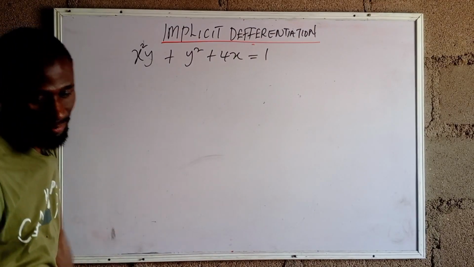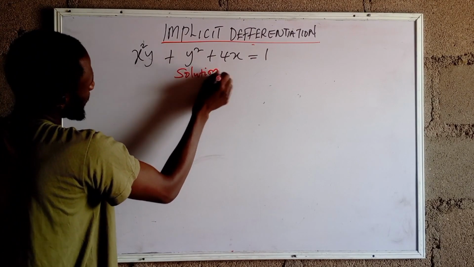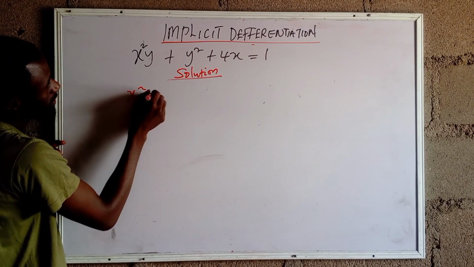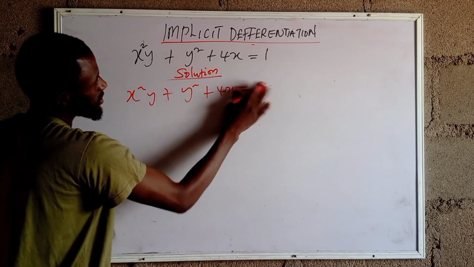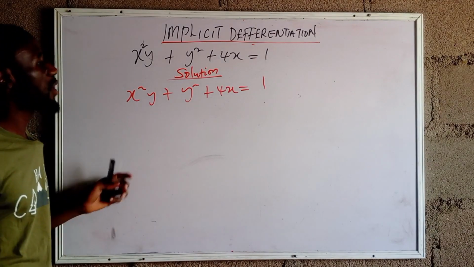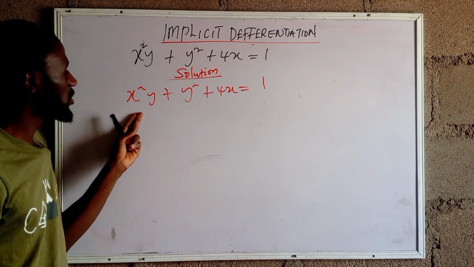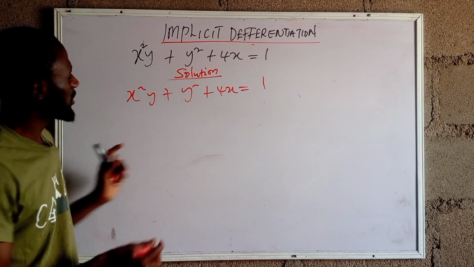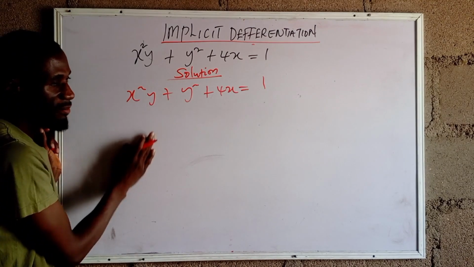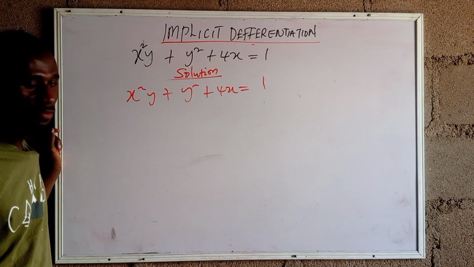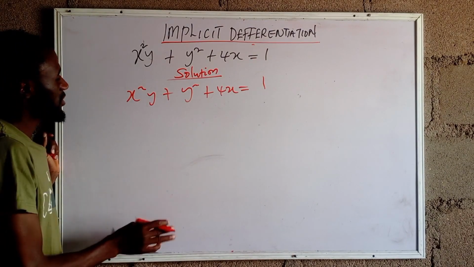Let's say the solution. We have x squared y plus y squared plus 4x equals 1. Now we are going to differentiate this using the product rule, or the chain rule. Since we have x and y, there are two ways of differentiating this, either by the use of the formula method or by the chain rule. Basically we are going to start by the chain rule.